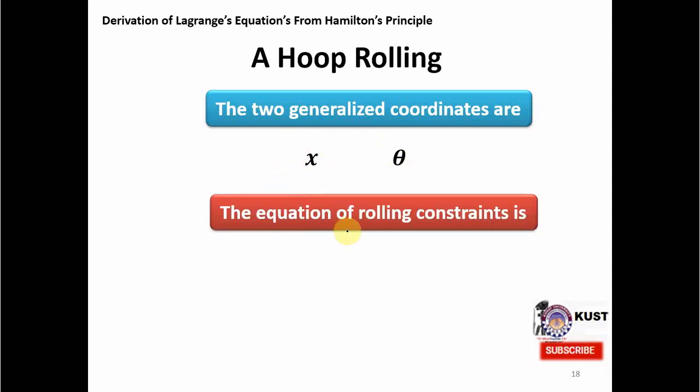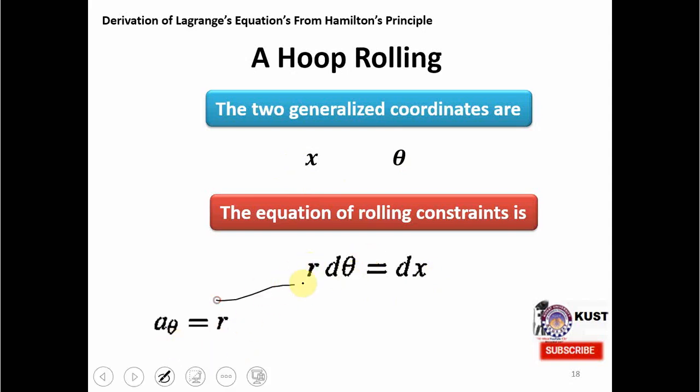And then the equation of the rolling constraint is r d theta equal to dx. In this case you can see that a_theta, the coefficient of d theta, is r here, and the coefficient of dx, that is a_x, is minus 1, because if you take it to the other side of the equation, this a_x is minus 1.